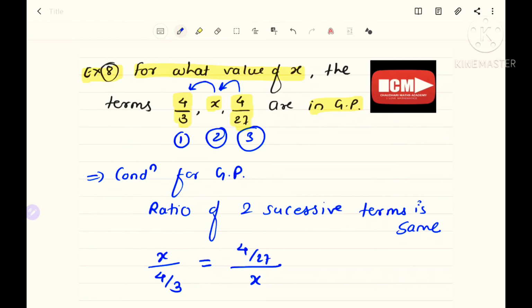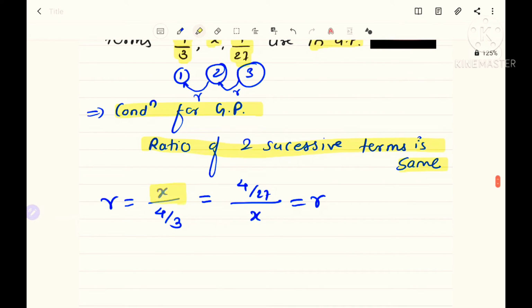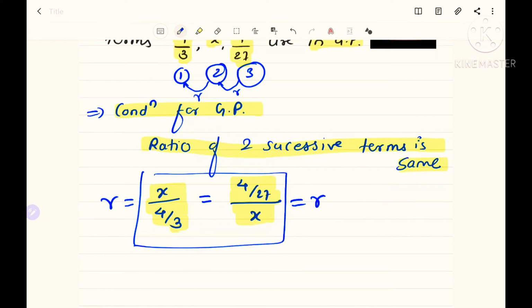So friends, try to understand this thing. The ratio of 2 with 1 is r, the ratio of 3 with 2 is also r, right? So this ratio is also r, this ratio is also r. This is the condition of geometric progression. If a given sequence is in geometric progression, then the ratio of two successive terms remains same. Therefore, the ratio of the first two terms and the ratio of the third and second term remains same. And this is the thing that we want to calculate here in this question, right?